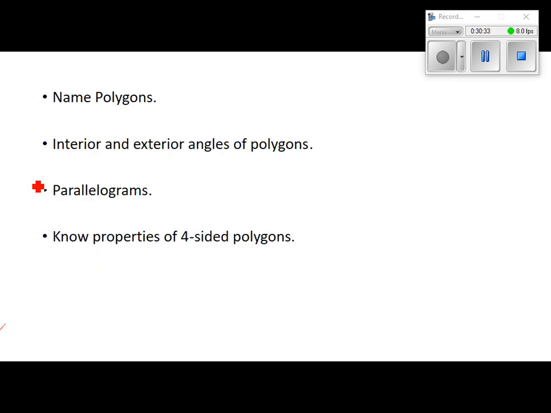You know, to name polygons, in other words, like an eight-sided polygon is a what? Octagon. Those are ones that you guys probably know. You learned that in like fourth grade or something. Interior and exterior angles. They might remember the formula for the sum of the interior angles of a polygon. N minus 2 times 180. What's N stand for? Number of sides. What's the formula for exterior angles? What do you know about the exterior angles of a polygon? They always equal 360. Always 360.